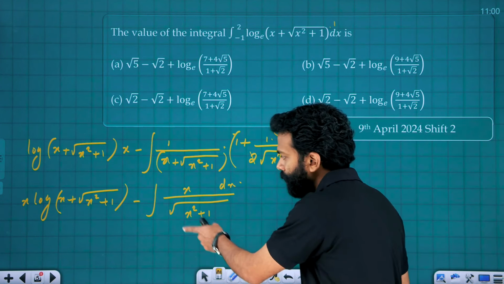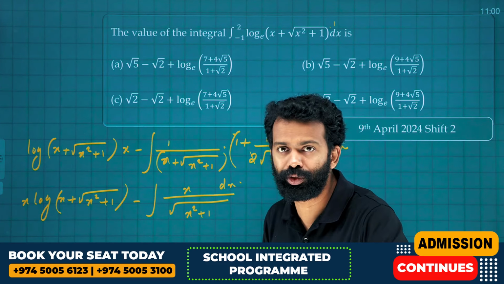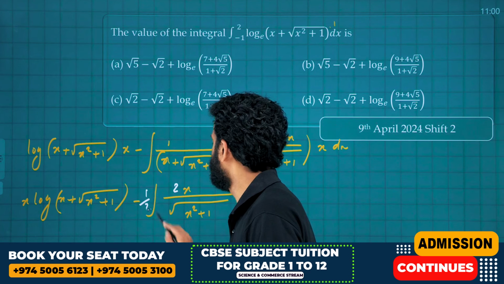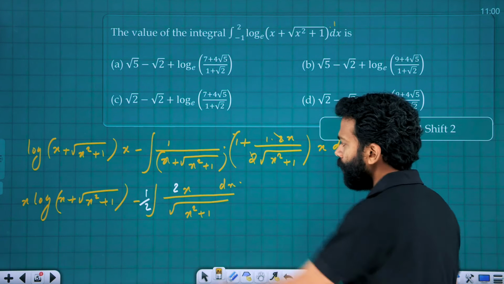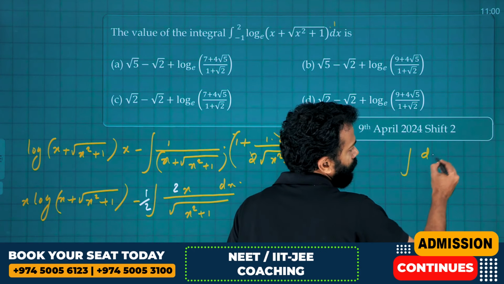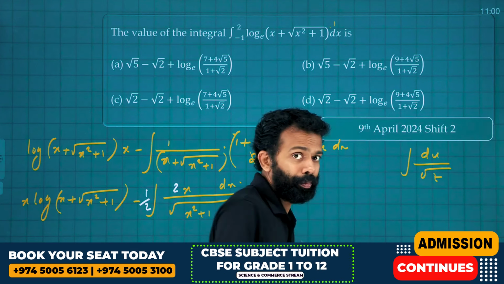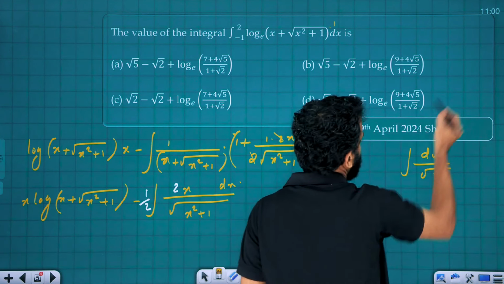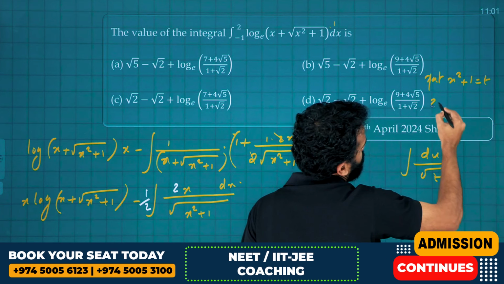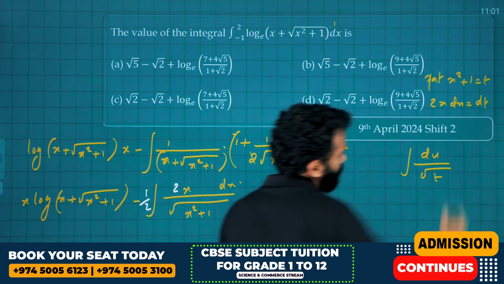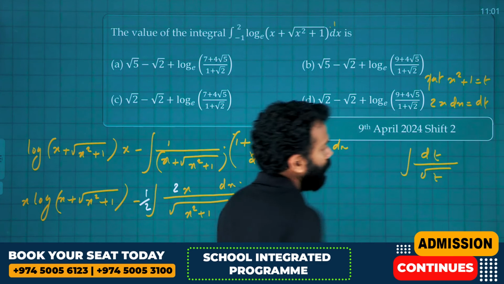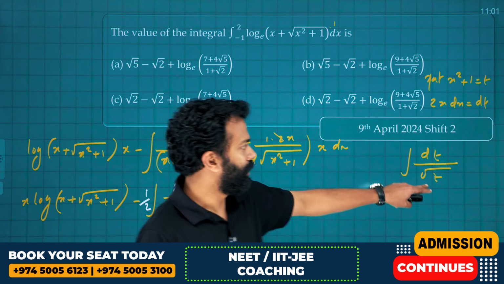Its derivative is over here partially. What is the derivative of x square plus 1? 2x. So what I am going to do is write 2 over here and here as well. The derivative of x square plus 1 is 2x dx. Therefore it will be the integral of dt by root t. If you put x square plus 1 equal to t, that is 2x dx equal to dt. These are the steps. And what is dt by root t? That is t raised to minus 1 by 2 dt.